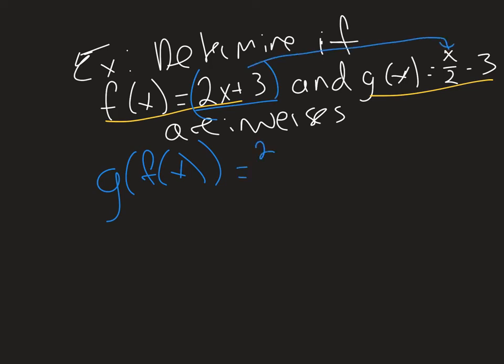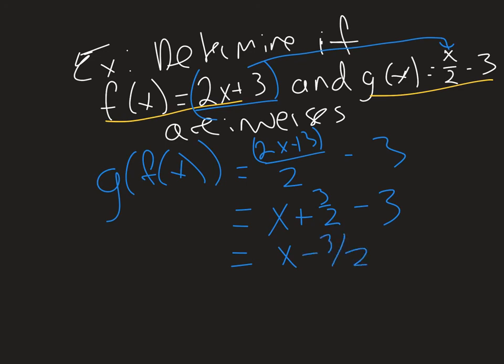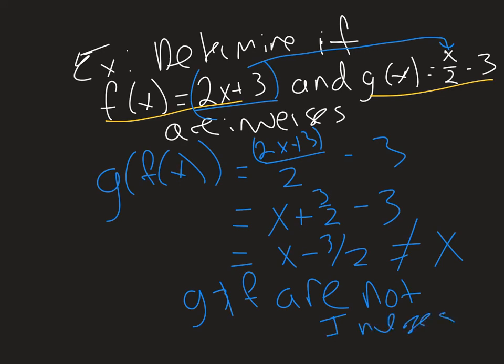So I'll get 2x plus 3 all divided by 2 minus 3. Now at this point I can do a little simplification. So this is going to turn into x plus 3 halves minus 3, which means that I'll have x minus 3 halves. I had to think about that one for a second. So, most importantly here, this is not equal to x. So then I can say g and f are not inverses of each other. And I don't have to compose the other way because it didn't work out this way. I already know they're not inverses of each other. So I can stop.